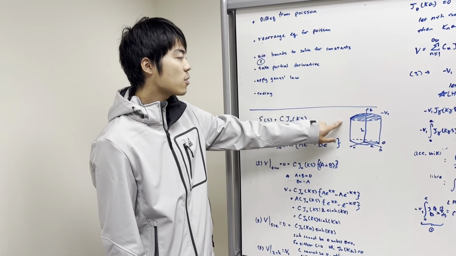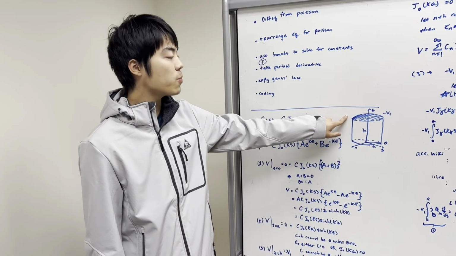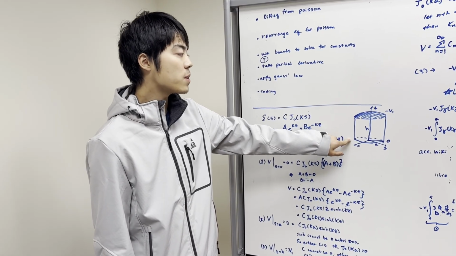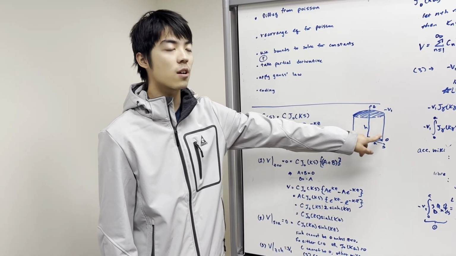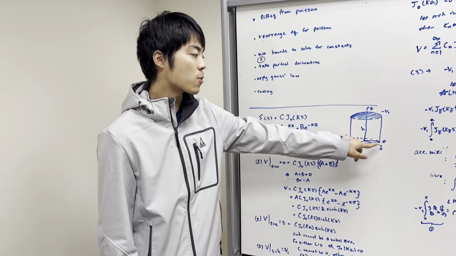So again, take a look at the cylinder. We have voltage must be negative V1 at the very top where z equals h. Voltage must be 0 at the very bottom. And then voltage at the sides, where we're at the radius s equals a, must also be 0.